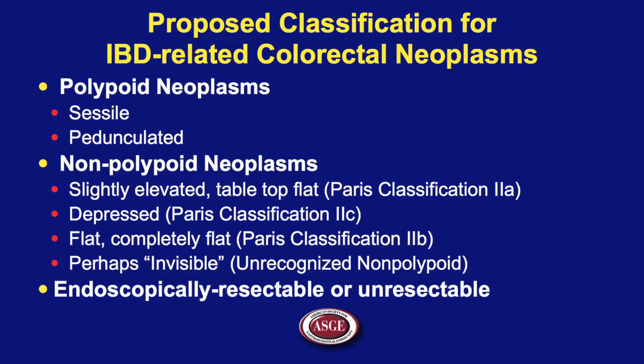We prefer the same classification system for IBD-related dysplasia as for non-IBD neoplasia. That is, dysplastic lesions are classified as polypoid or non-polypoid. Polypoid neoplasms may be further subclassified as sessile, Paris classification 1S, or pedunculated, 1P, and non-polypoid lesions as slightly elevated, tabletop, Paris classification 2A, depressed, Paris classification 2C, completely flat, Paris classification 2B, or perhaps invisible, being an unrecognized non-polypoid lesion.